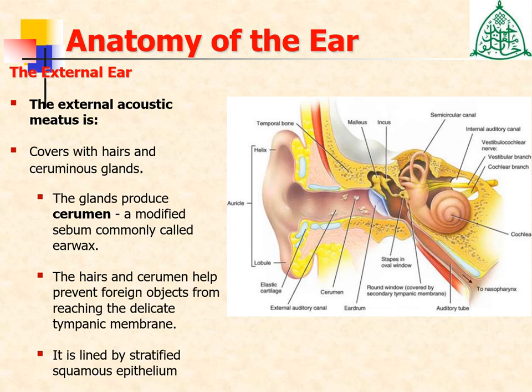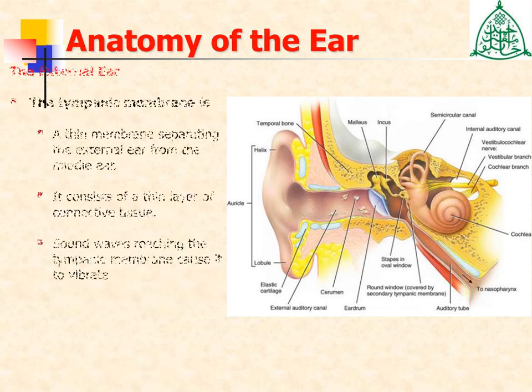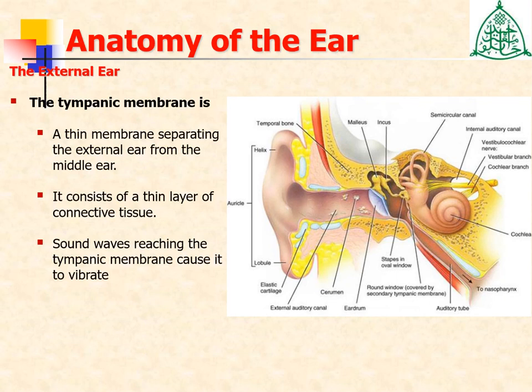In most cases, the entire external acoustic meatus is lined by stratified squamous epithelium. Now, the tympanic membrane, which is the border between the external ear and the middle ear, is a very thin membrane consisting of very thin connective tissue, and therefore sound waves reaching the tympanic membrane cause it to vibrate, and these vibrations are picked up and transmitted via the ossicles into the inner ear.